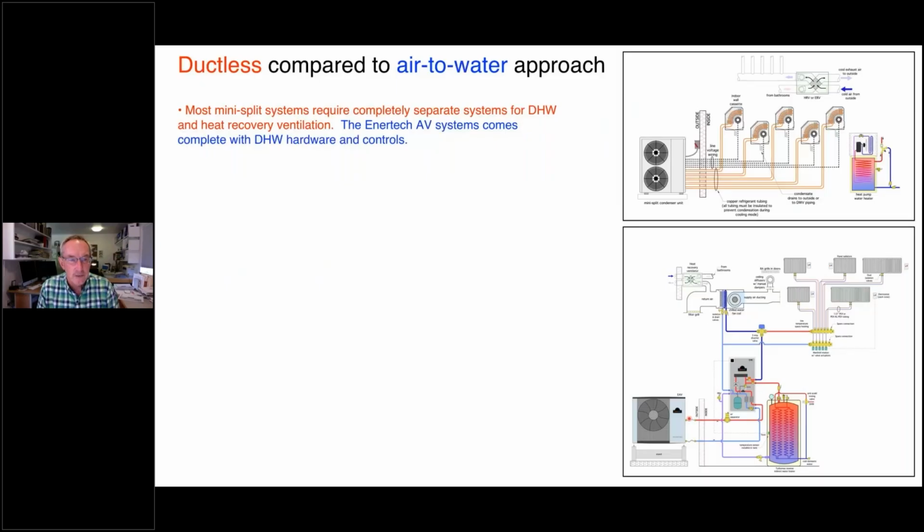Most mini splits require completely separate systems for domestic hot water heating. The Enertech system down below, and over on the right, those are just the two schematics that represent the two approaches there. With the Enertech system, you're buying the tank, and the controls are already configured to operate the system to heat domestic hot water.